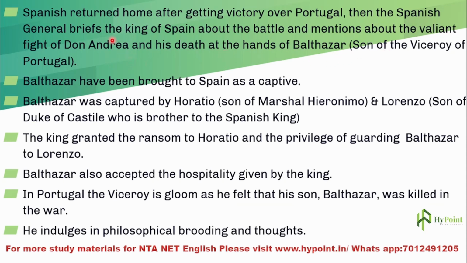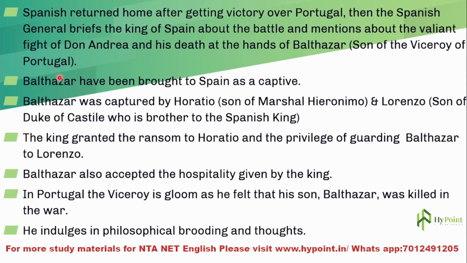So after the introductory section of the Ghost, the main plot of the play begins. In it we can see that the Spanish army, Spanish noble persons and the king himself have returned home after getting victory over Portugal, and the general gives a summary of the major events that happened throughout the battle. He speaks of the valor and brave, courageous fight of Don Andrea and his death at the hands of Balthazar, who is the son of the Viceroy of Portugal. And Balthazar has been brought to Spain as a captive.